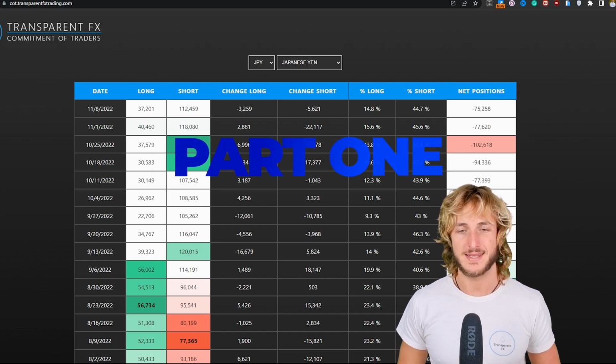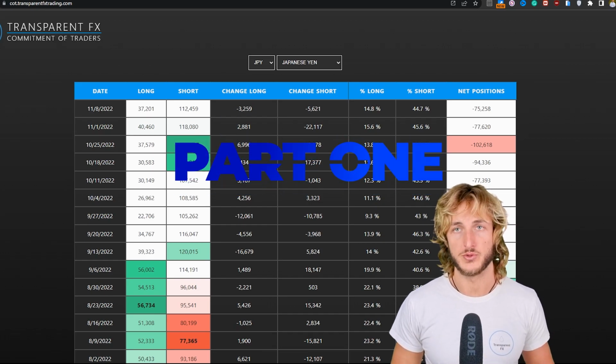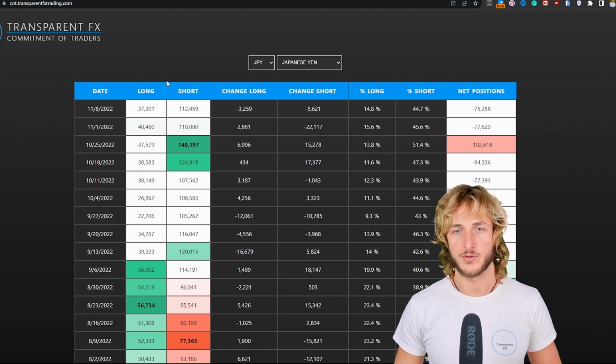Okay, so first of all, let's start from the order flow side. So the commitment of traders. Now, what we have to look for here. Now, a few things that I definitely want to point out.